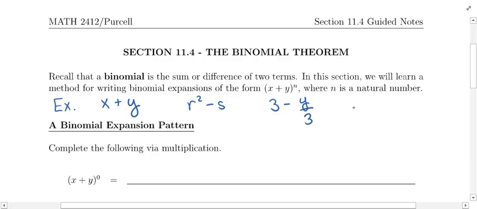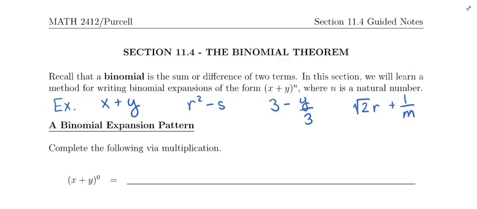Maybe we have the square root of 2 times r plus 1 over m. Again, you've got two terms. The first term is the square root of 2 times r. The second term is 1 over m. We're adding them up. So that is what a binomial is.